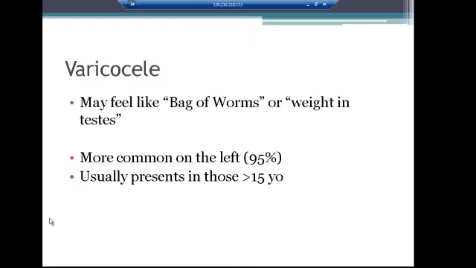The patient may say that it feels like there's a bag of worms in their scrotum or a weight in their testes. It's a little bit more common on the left, actually much more common on the left than the right, and it usually presents in patients who are over the age of 15.